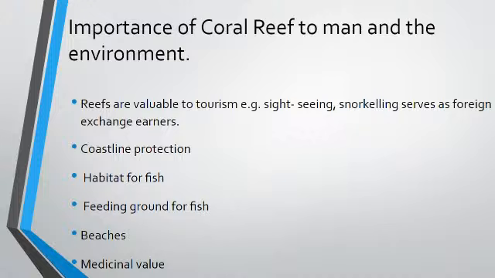Next one is that it is a feeding ground for fish, habitat for fish. So coral reef, when you look at them, there's always some amount of fishes around or some sort of species because they live there. It provides spaces for them to hide from their predators. It provides food for them because other smaller species are living there as well. So it is a very good place for them to stay. So it's a habitat for fish. It's a feeding ground for fish.